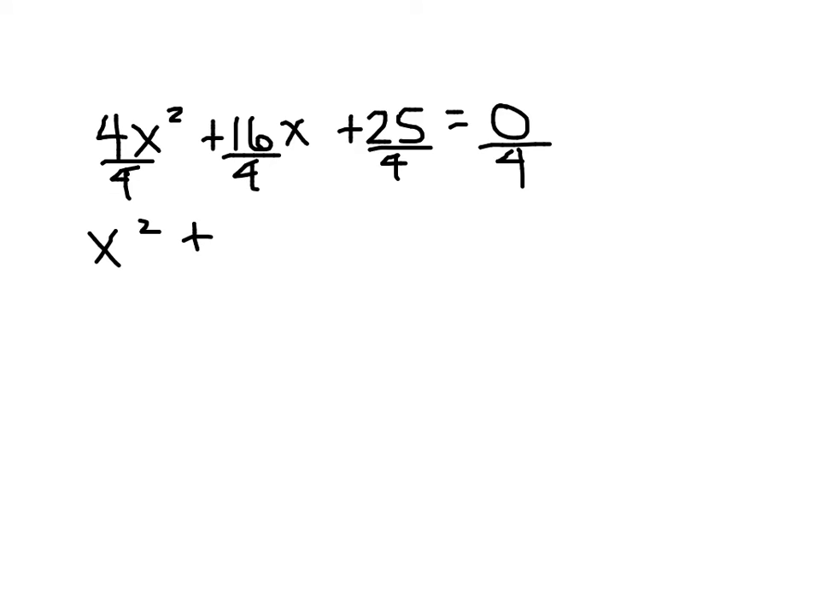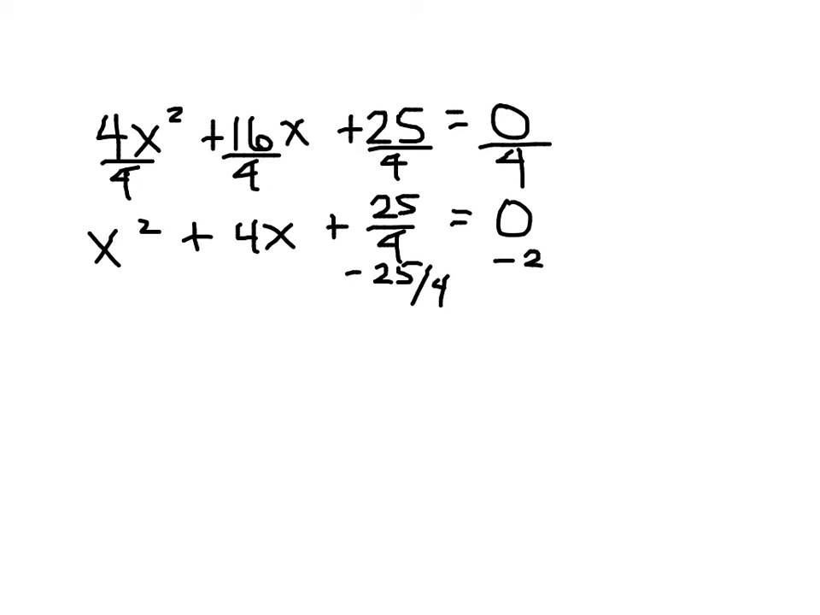What's 16 divided by 4? 4. 25 divided by 4 does not come out evenly. It's kind of gross, but that's okay. And what's 0 divided by 4? 0. Right. Step 2, move the constant. So I'm going to subtract 25/4 to both sides. X squared plus 4x equals negative 25/4.